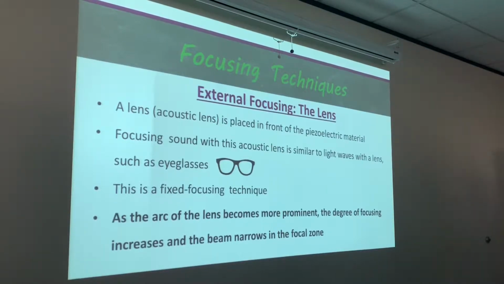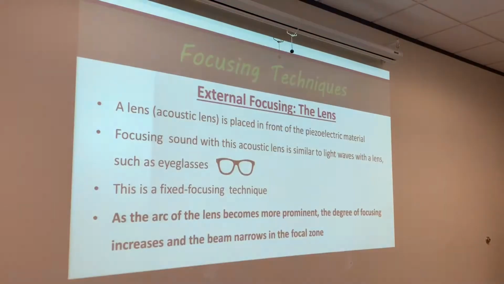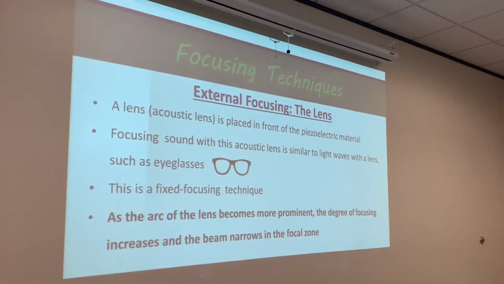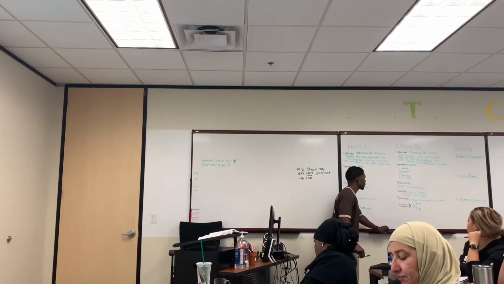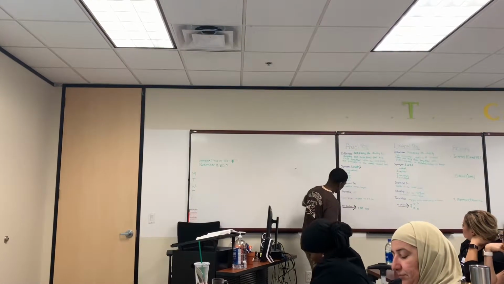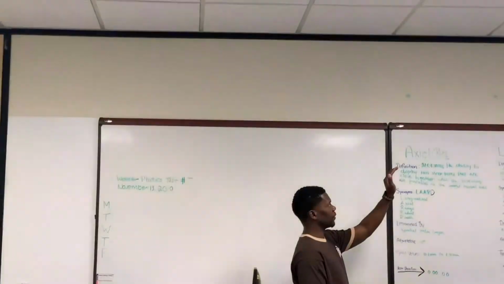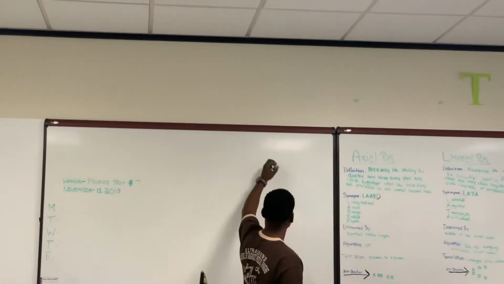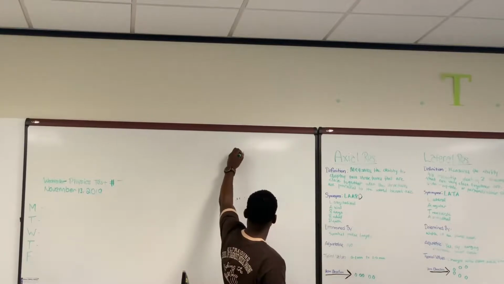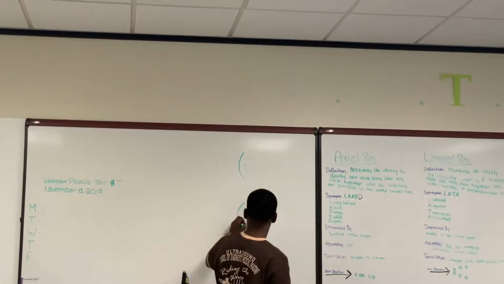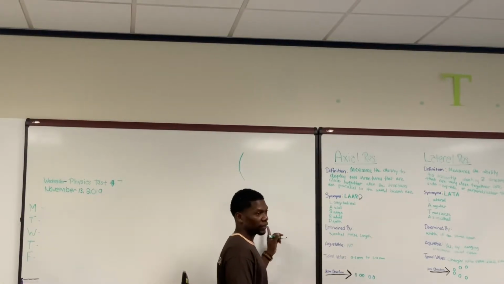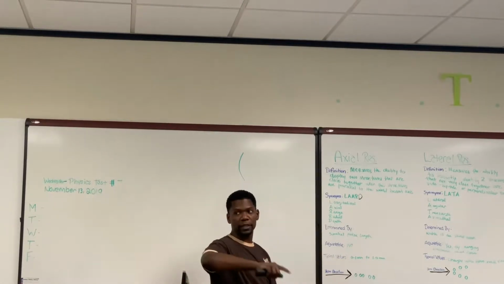So, as the arc of the lens becomes more prominent, the degree of focusing increases and the beam narrows in the focal zone. So, what they're saying is, remember, they're already telling you that it's a lens, right? It's a concave lens. So, we're done with this. So what happens is, the arc of it is going to change the focus. So if the arc is like this, versus like this, the second arc is going to have a more prominent degree of focus.